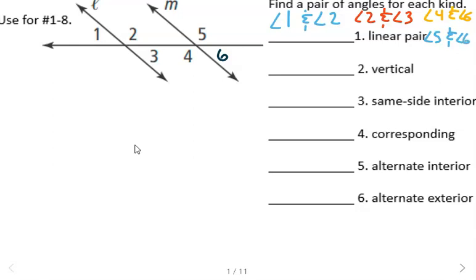Vertical angles, those are opposite angles formed by intersecting lines. And so angle 1 and 3 would be a pair of vertical angles. Also angle 4 and 5, excuse me. So either one of those would be fine for your pair of vertical angles. Same side interior, the only ones, based on the ones that are numbered, would be 3 and 4.